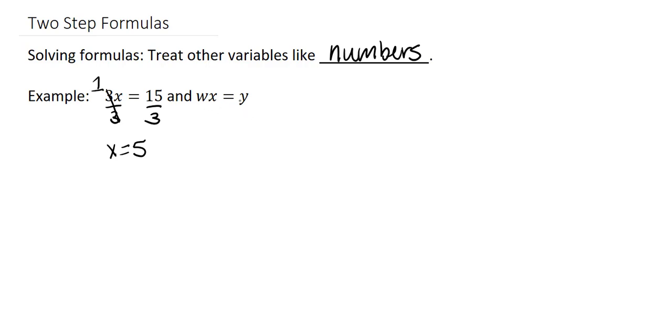So we have wx is equal to y. Let's solve for x. To get rid of w on the other side, we just divide like we've done before, because that's multiplication, so we do the opposite. This just becomes a 1, so we just have x on this side, which is equal to y over w.